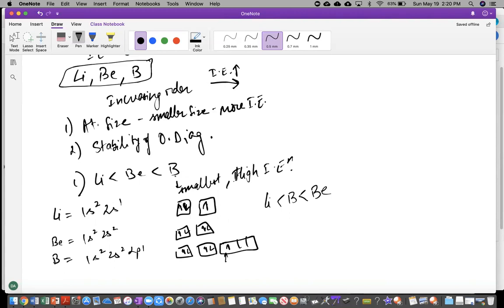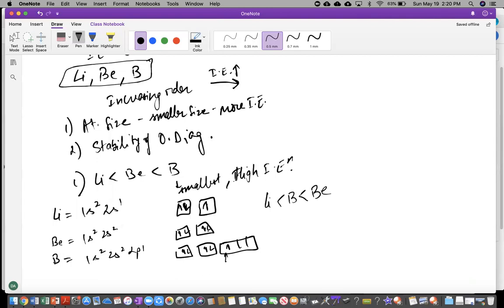Okay? So first, answer this based on the size. Make the order based on the size. So we made the order lithium, beryllium, boron. Then we're going to look at the orbital diagram stability, and we're going to look for any of the stability things, which we do notice here, that beryllium is exceptionally more stable because it's 1s2, 2s2.